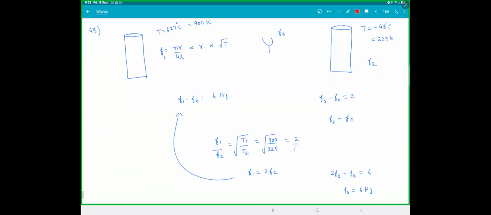It doesn't matter whether it is open or closed because it's proportional to V, root T doesn't matter. Clear with this?